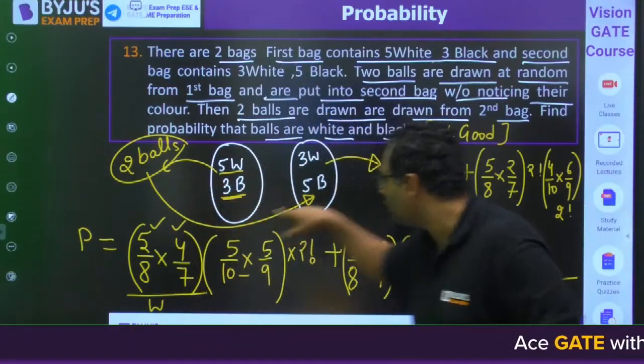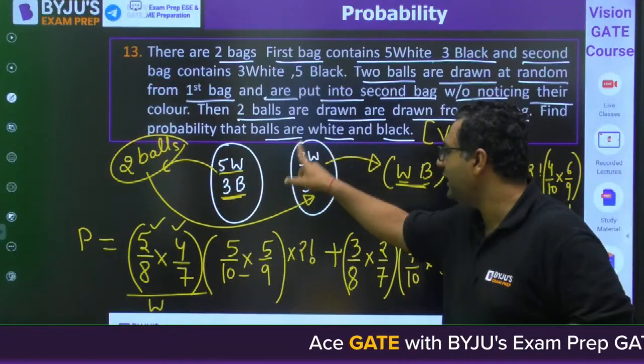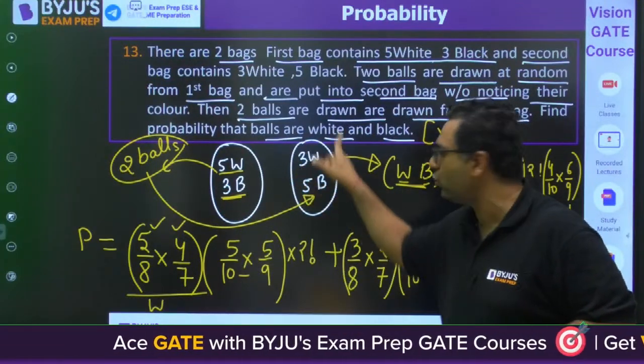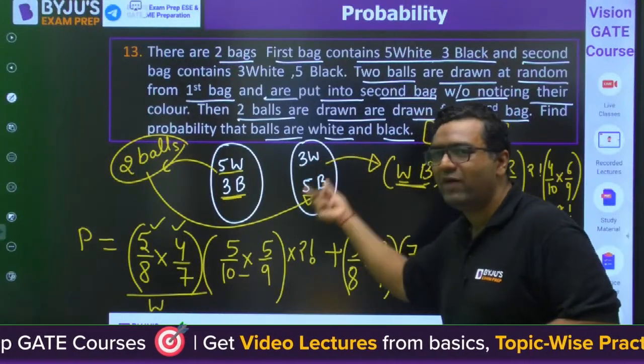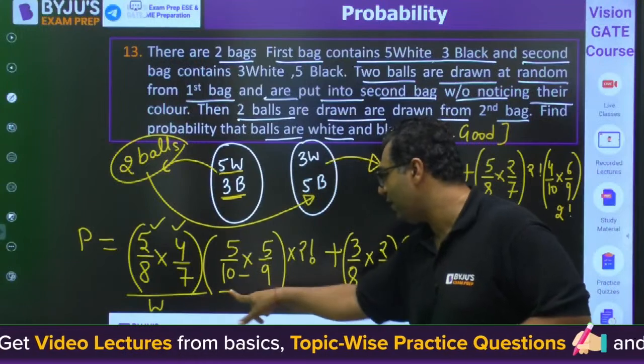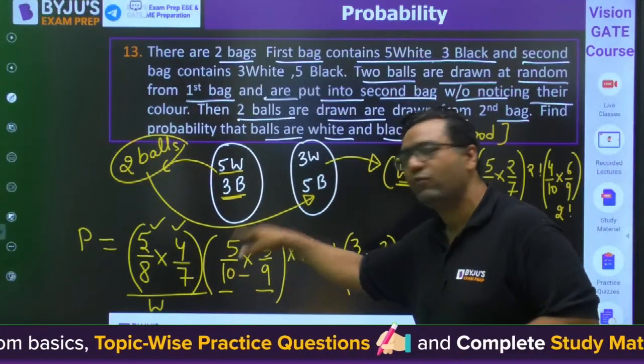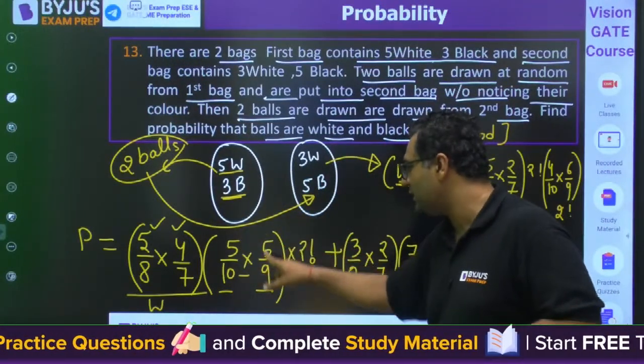Then we are putting both of them here. Both were white, so 3 white will become 5 white. Total are 10 balls now. So from 5 white, I am taking 1 white. From 5 black, I am taking 1 black. So 5 by 10, 5 by 9, because once I take 1, it will remain 9. So next is 5 by 9.